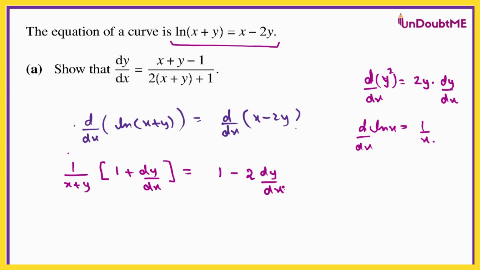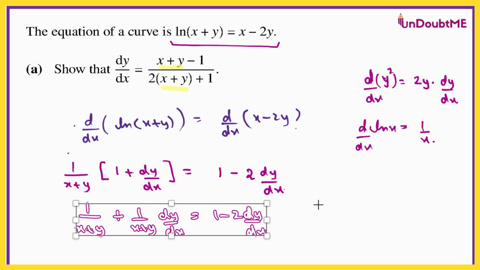Now here we have to separate out the terms because we need to get that form. You can see that in the final answer on the right hand side we have this x plus y term. This is together, so it is suggested not to break off this 1 over x plus y. Keep it as it is in this form only. We'll see how to deal with that. So I'll expand it. On expansion I'll get 1 over x plus y plus 1 over x plus y times dy by dx is equal to 1 minus 2 dy by dx. Now we can carry on to the next slide.